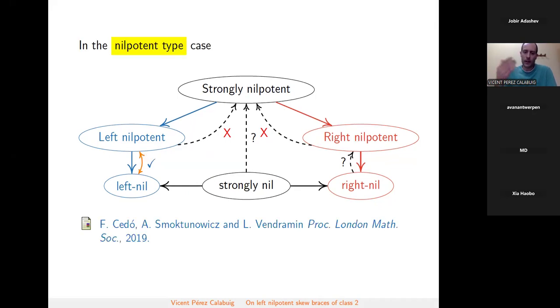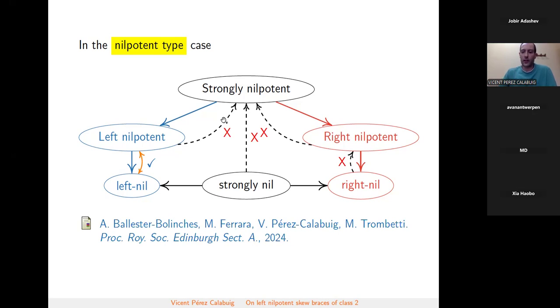Well, the previous result of Smoktunowicz and Vendramin showed that these two nilpotency notions are equivalent in the abelian type case. And it remained open, as an open question, what about the other two implications? But then, in a recent joint work with Ballester-Bolinches, Ferrara, and Trombetti, we showed that these two implications are in general false. And even more, our main result gives, nevertheless, a sufficient condition for ensuring the strong nilpotency in terms of strong nil.